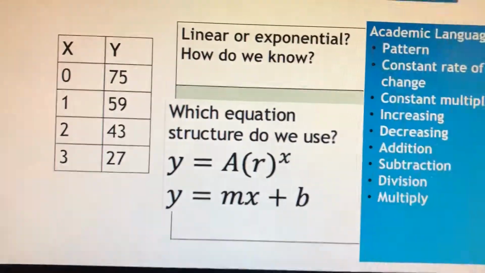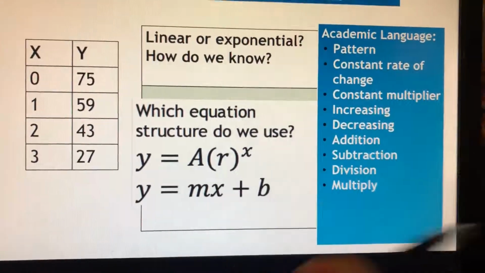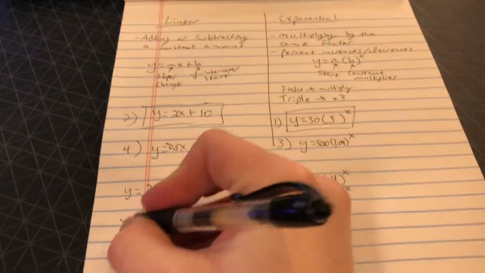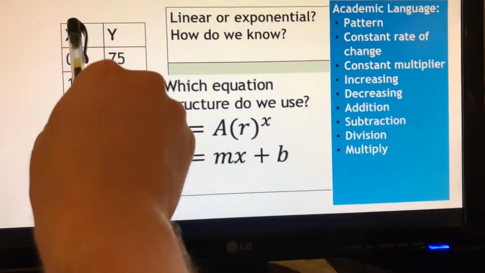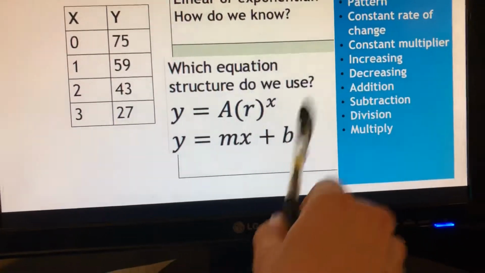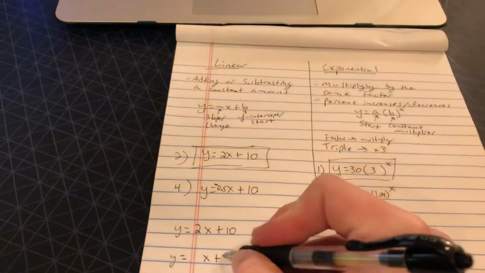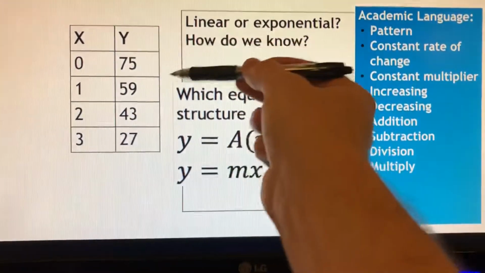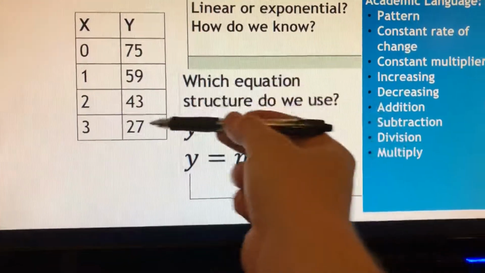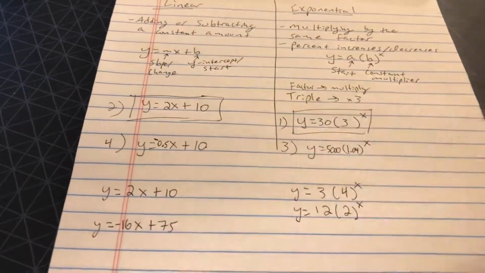So this is going to be linear, so we need a y equals mx plus b. We always get the y-intercept where x is 0, so the 75 will be b. And as we saw in the table, we are going minus 16, minus 16, minus 16. So we need a negative 16 with the x.